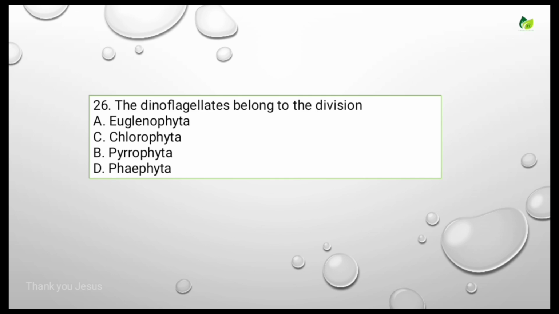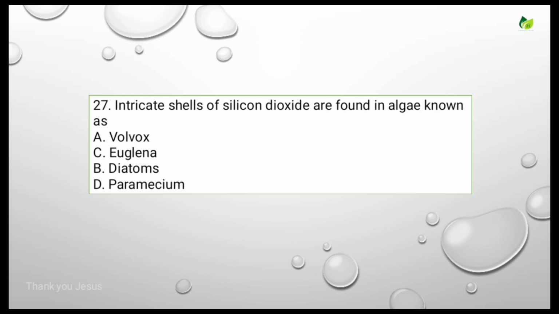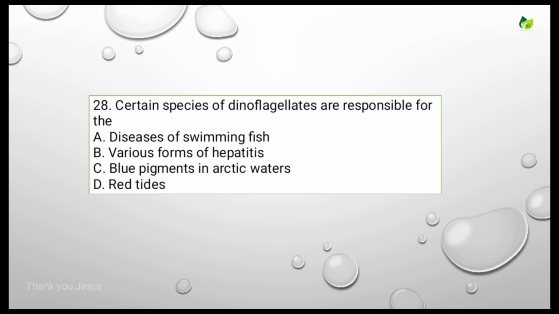Let's see the next question. The dinoflagellates belong to the division. Options are Euglenophyta, Chlorophyta, Pyrophyta, Phaeophyta. The correct answer is Pyrophyta. Let's see the next question. Intricate shells of silicon dioxide are found in algae known as. Options are Volvox, Euglena, diatoms, Paramecium. So the answer is diatoms.